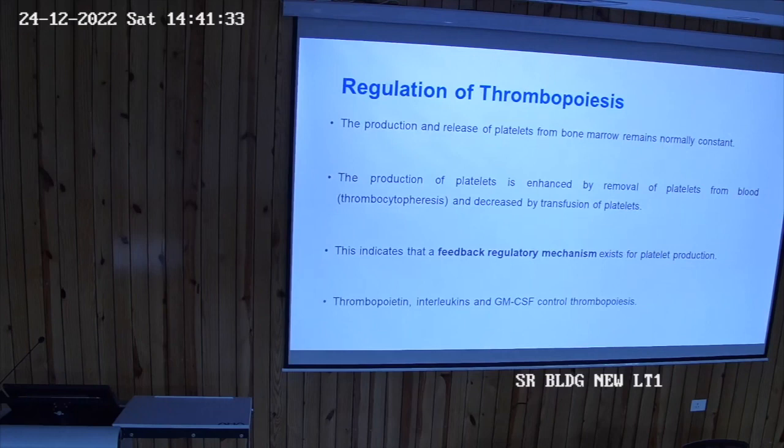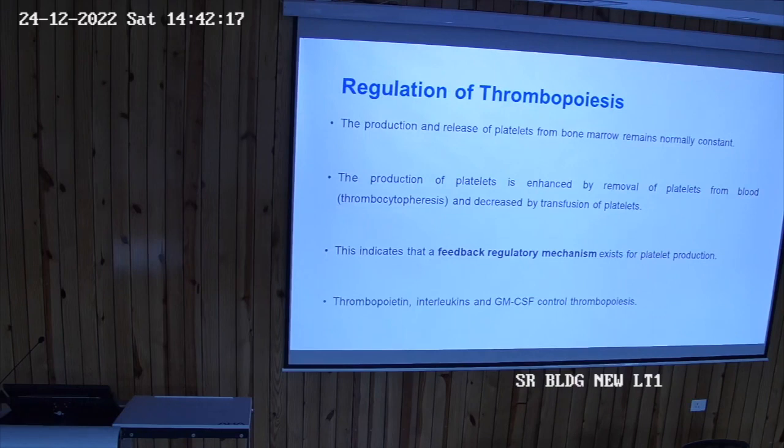Clear? So what are the factors? If the count has decreased, then these factors which control thrombopoiesis send strong signals to form platelets. So that is a negative feedback mechanism. When the count is going down, the controlling factors will increase and ask the responsible site to release more platelets. The count is going down, that has to be increased. So important are thrombopoietin, erythropoietin.